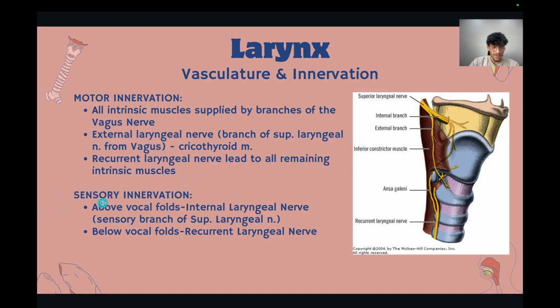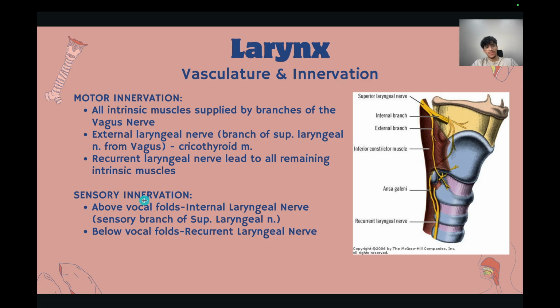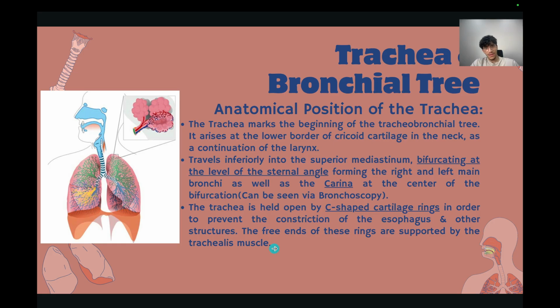Now, sensory innervation above vocal folds, internal laryngeal nerve. It's a sensory branch of superior laryngeal nerve. And below the vocal folds, it leads to the recurrent laryngeal nerve.